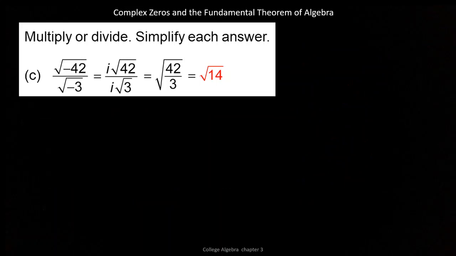Okay? Now, how do we divide these numbers? Well, the same way. First, we write them in terms of i, and then we divide them. So square root of negative 42 is i square root of 42. And square root of negative 3 is i square root of 3. So that's how we deal with it. And the i's go away. So we just get square root of 42 over 3, and that's square root of 14.